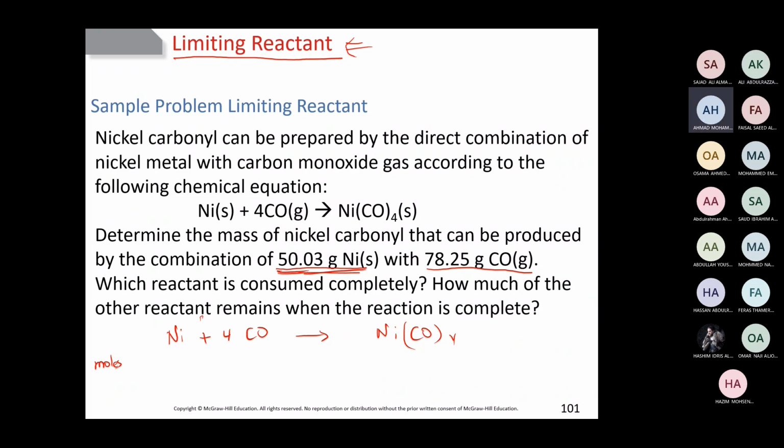0.85. 0.8. Give me more numbers. 0.852. Good. At least 3 numbers. Good. Okay. How about how many moles of CO do we have? Divide this by what? We have 2.794, 2.795. Who got the same number?